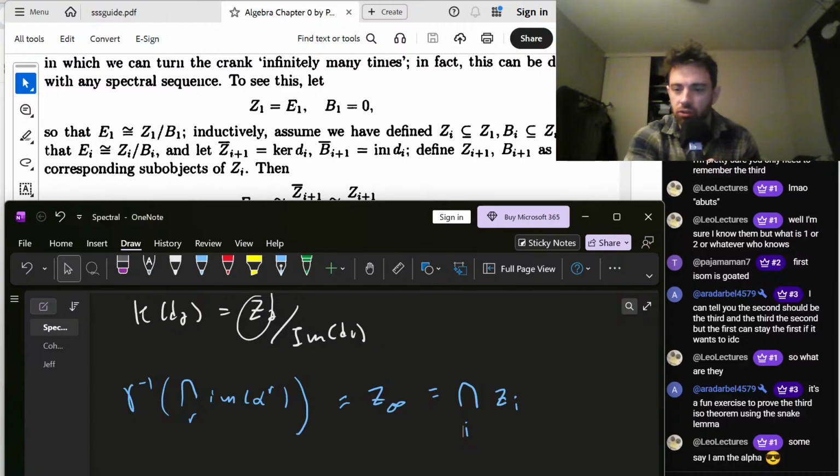It's a fun exercise to prove the third isomorphism theorem using the snake lemma. Oh, yeah.